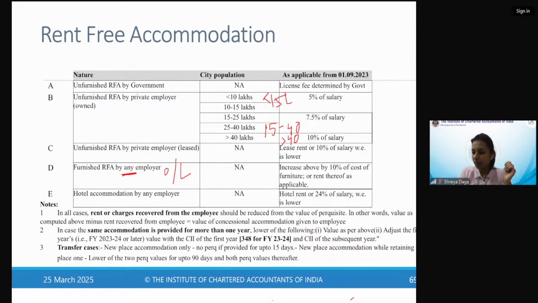Now, in all cases of perquisites, whatever value you are getting back from the employee, whatever rent you are recovering, will be reduced from the value of the taxable perquisite. Okay. So the value of concessional accommodation comes from here itself.